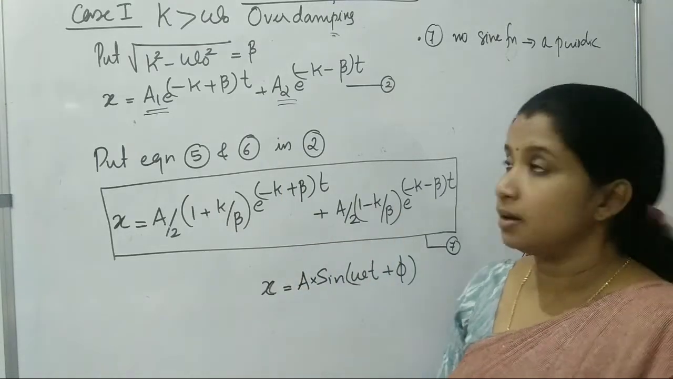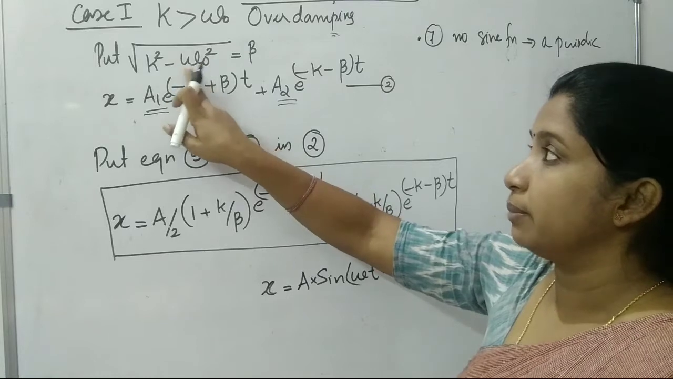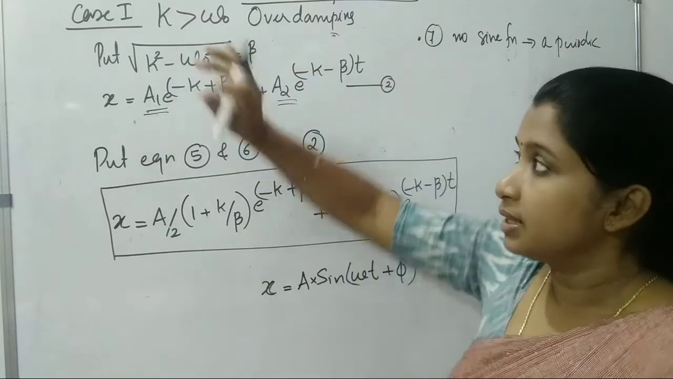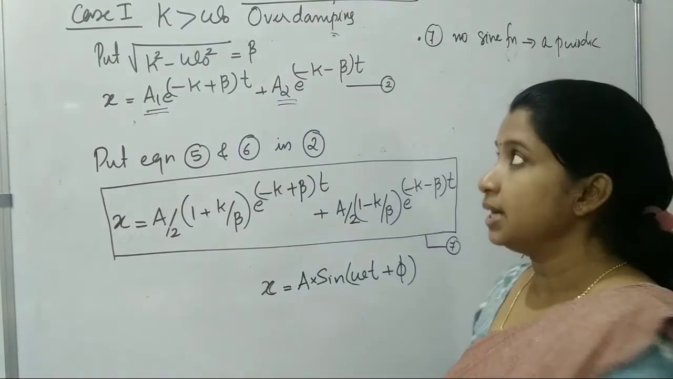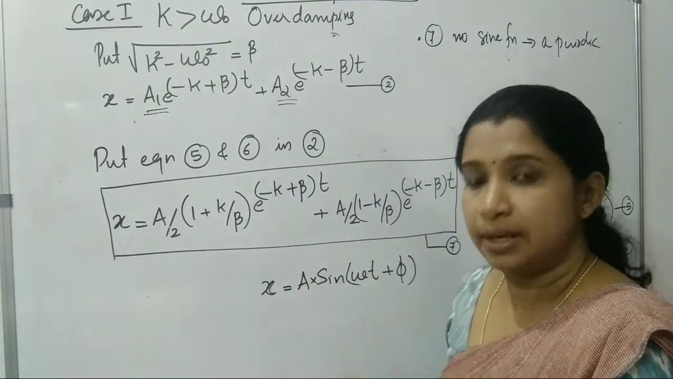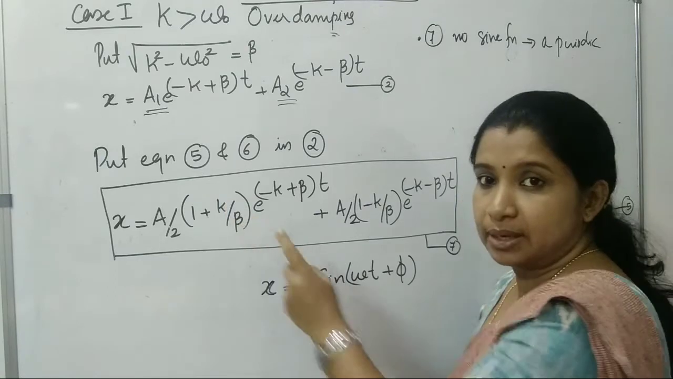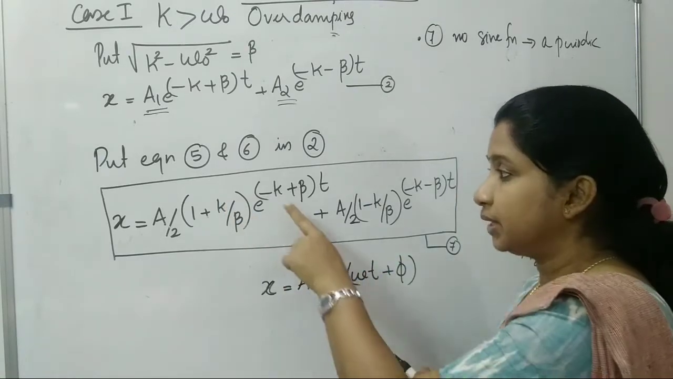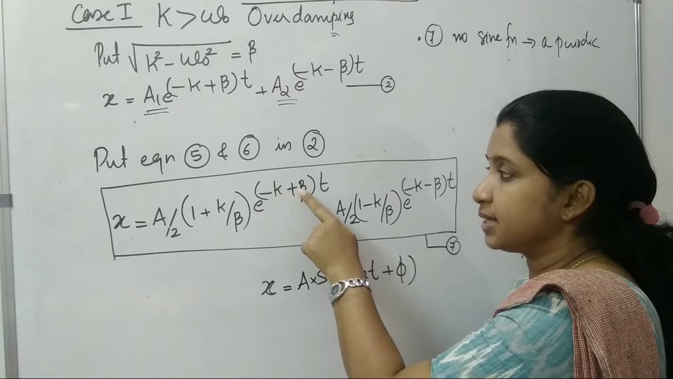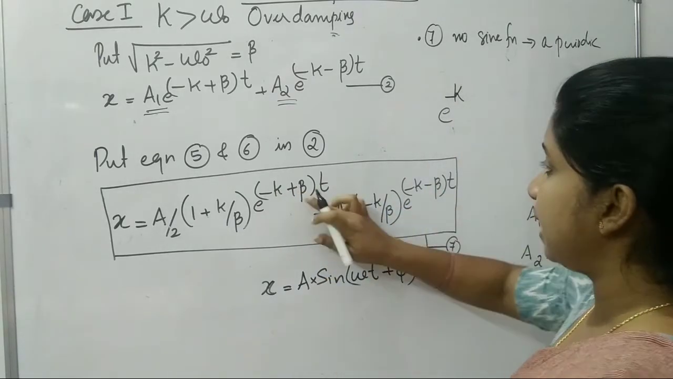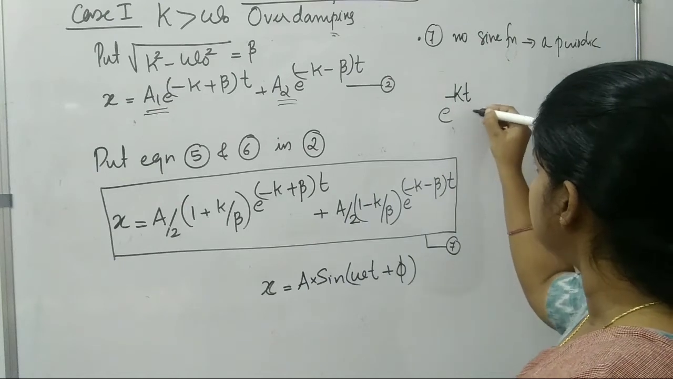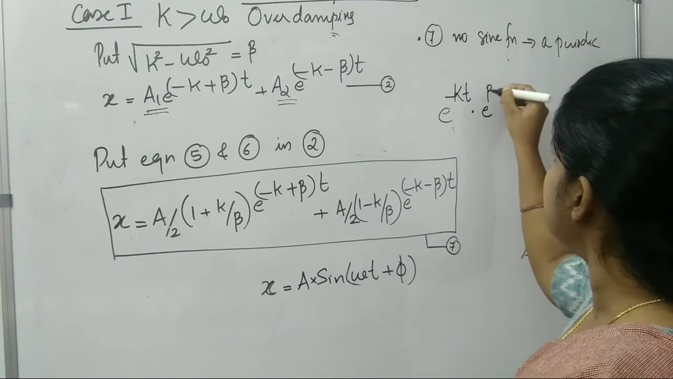Then what is beta? Beta is root of k square minus omega 0 square. That is, when we remove the natural frequency from the damping frequency, this beta also represents damping. So k by beta is also a damping term. Then e raised to minus k plus beta into t. What is the meaning of e raised to minus k plus beta into t? It means e raised to minus kt into e raised to beta t.